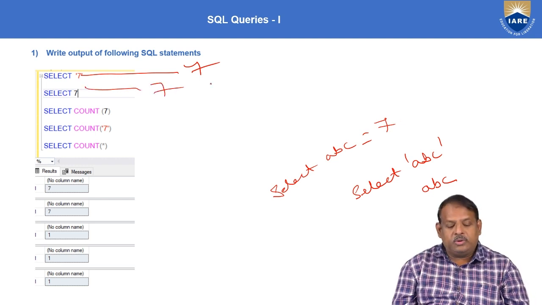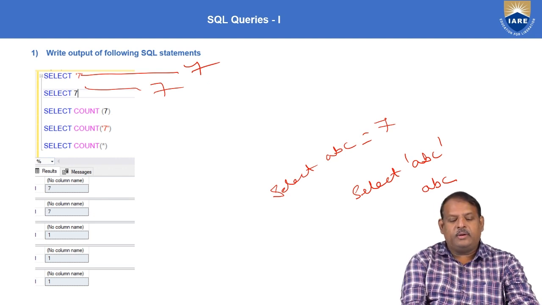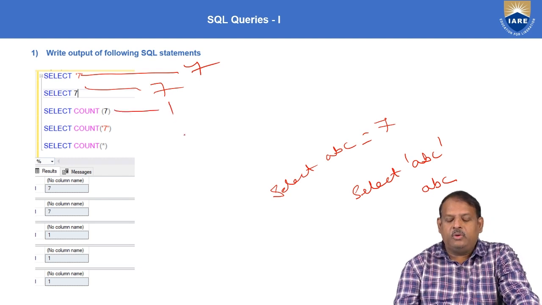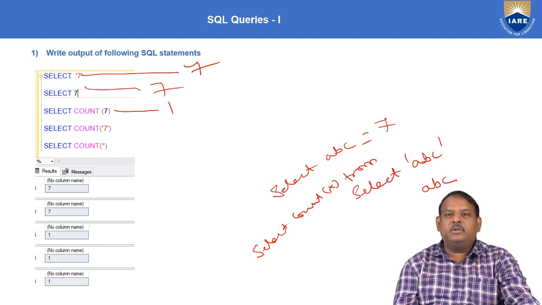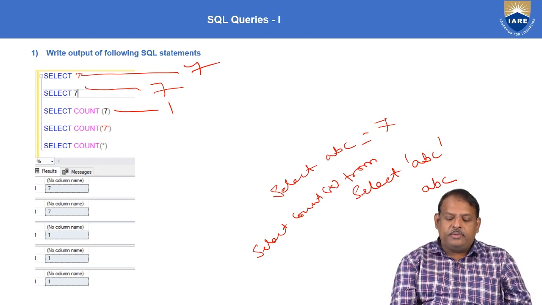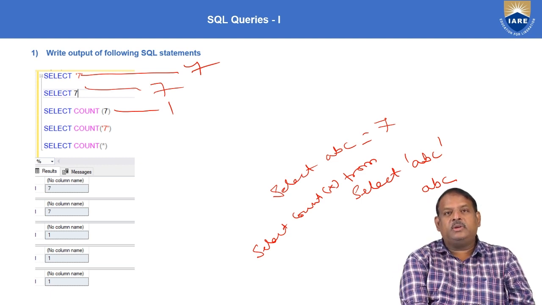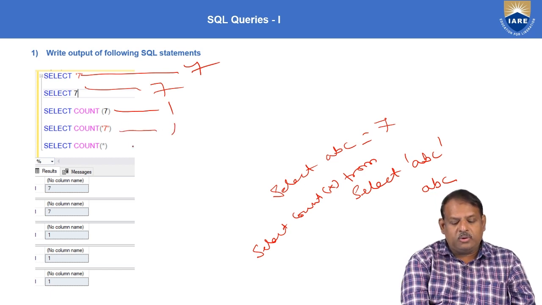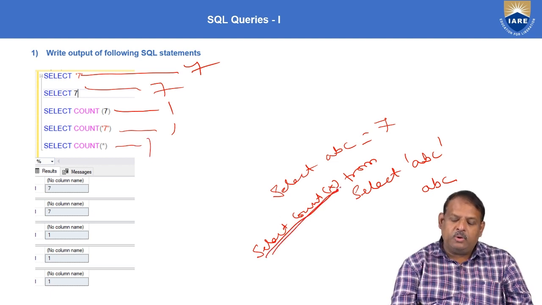Third, select count star of 7. Select count star 7 will give you the answer as 1. If you write select count star from a table, you are going to get all the rows from the table. Select count of 7 will give you 1. Similarly, count star of single quote 7 is also going to give you 1, and count star is also going to give you 1.